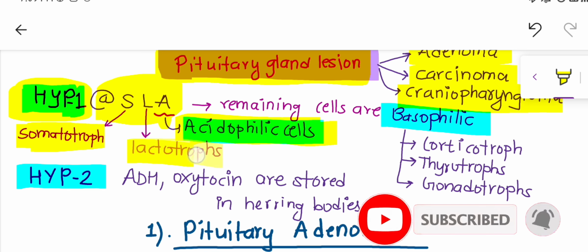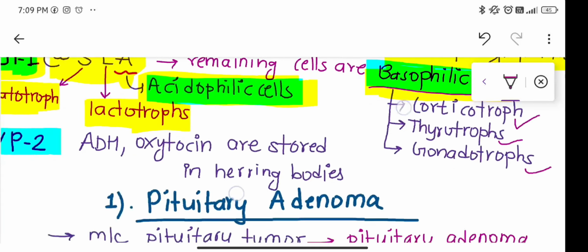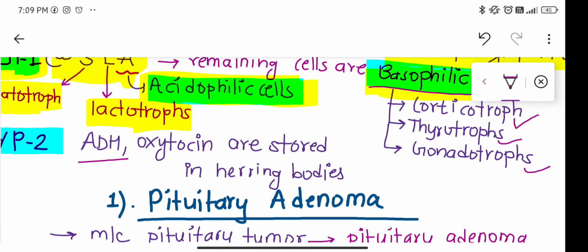The remaining cells are all basophilic in nature. The basophilic cells are corticotroph, thyrotroph and gonadotroph. Now, the important terms here are ADH and oxytocin. These are released from the posterior pituitary gland, and these hormones are stored in the Herring bodies. So this is also one of the important MCQs.